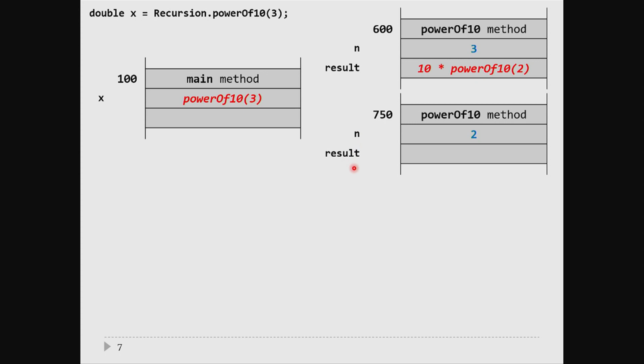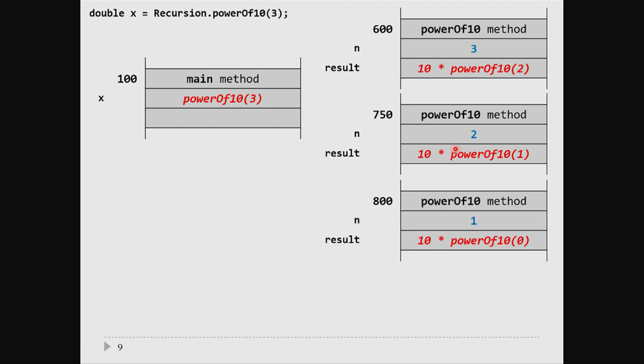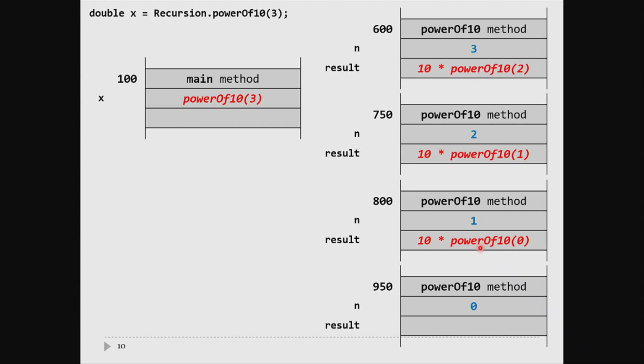Now this is going to run with n equals 2, so that's going to recursively call power of 10, 1. It's another recursive call, so a different version of the method appears and runs with n equals 1. What does that do? Well, that ends up in the recursive case and calls power of 10, 0. Again, another version of the method appears in memory.